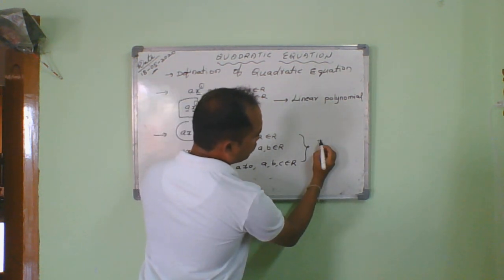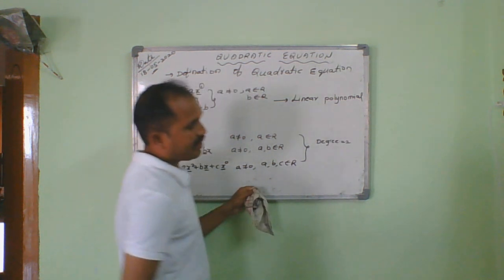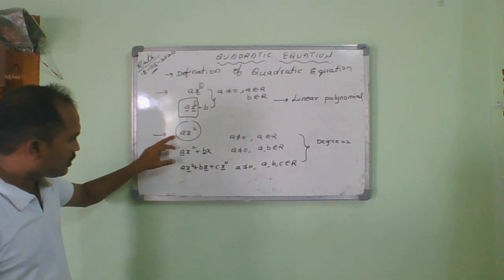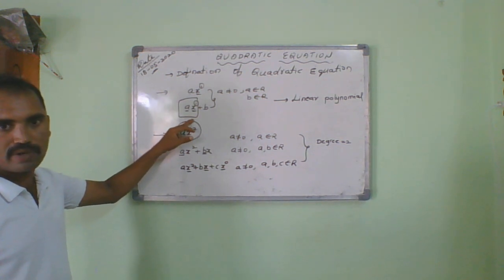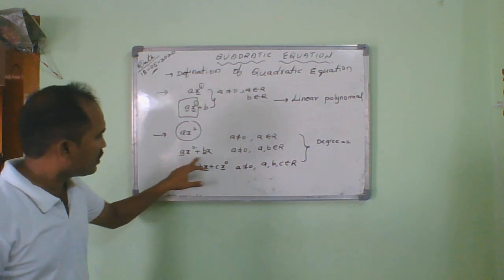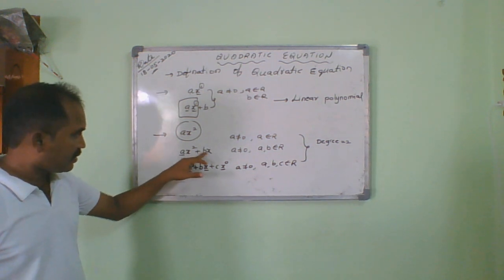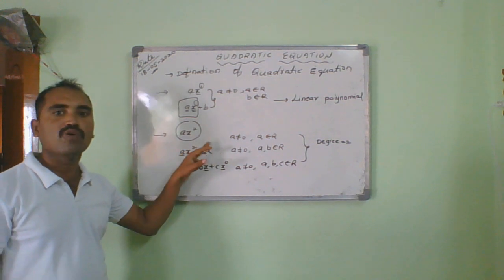What is the degree? The highest power of the variable in a polynomial is called the degree of the polynomial. This is one polynomial. Why? The variable is in the numerator and its power is 2. This is also a polynomial. Why? In every term the variables are in the numerators and their powers are whole numbers.